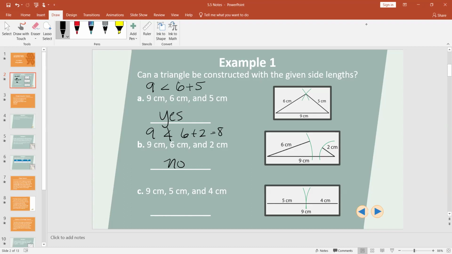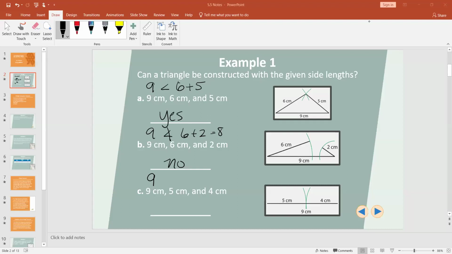So anytime one side is equal to the sum of the other two, you actually end up with all collinear points. They're going to only exist on the same line. 9 compared to 5 plus 4, which is 9. So not less than, but it is equal to, again. So that's why we have those collinear points.